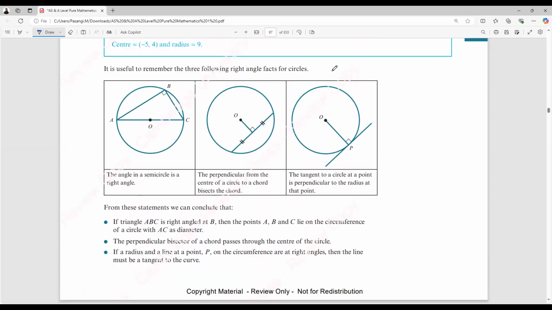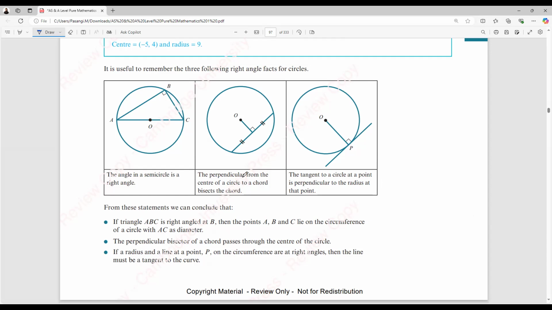Then it is useful to remember the three following right angle facts for circles as well. What are these? First one is the angle in a semicircle is a right angle. When we learned about quadrilaterals, we also discussed these kinds of things. So the angle in a semicircle is a right angle.